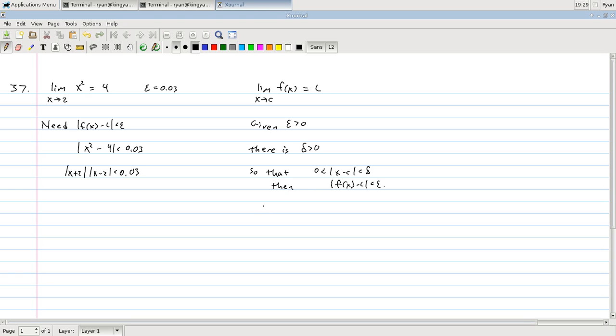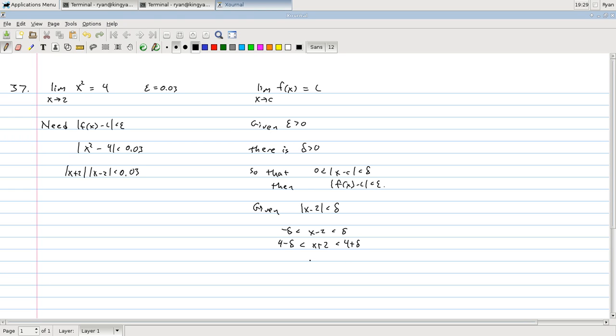So given that absolute value of x minus 2 is less than delta, that's what the preceding part of the definition of limit was, x minus c is less than delta. This says that x minus 2 is then less than delta and greater than negative delta. Now we ultimately want to say something about x plus 2. So what we'll do from here is add 4 to all three sides of this inequality. So we've got 4 minus delta less than x plus 2 less than 4 plus delta.